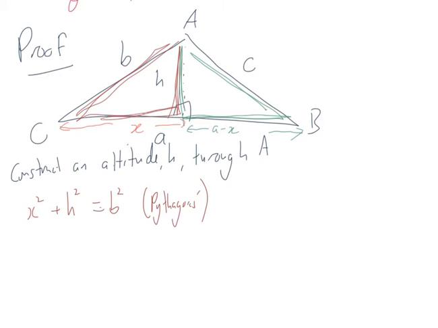In my green triangle, working that as well, I'm going to get a minus x squared. That's that bottom side there, that side there, plus h squared equals c squared. So once I've got that, what you'll see, I mean, I know my cosine rule says that c squared equals a squared plus b squared minus 2ab cos c.